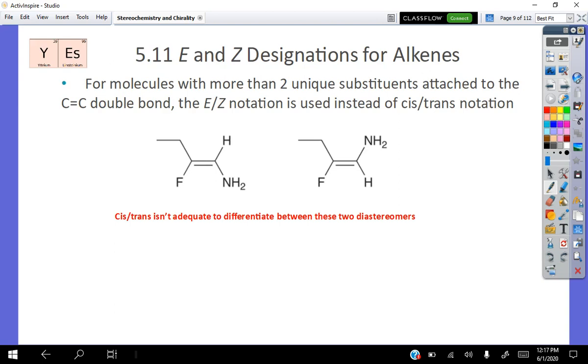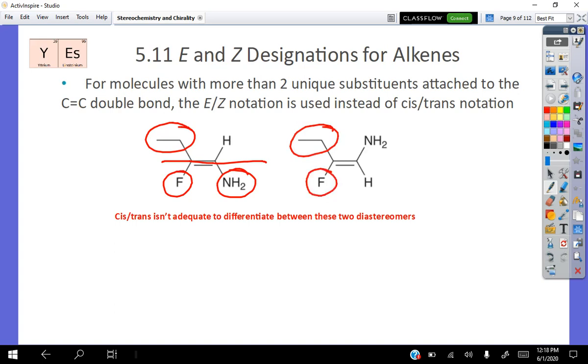E and Z allows us to categorize based off of priority, and priority will be assigned by atomic number. So if you look here, you'll see I've got 2 unique substituents on this side, plus a third unique substituent here. And the same goes for the other molecule. I have 3 substituents here. So I'm going to have to use an E and Z system.